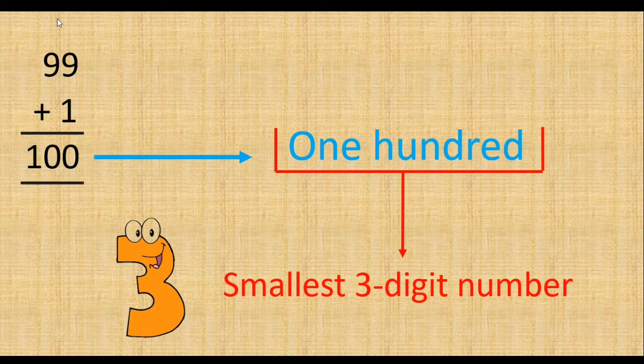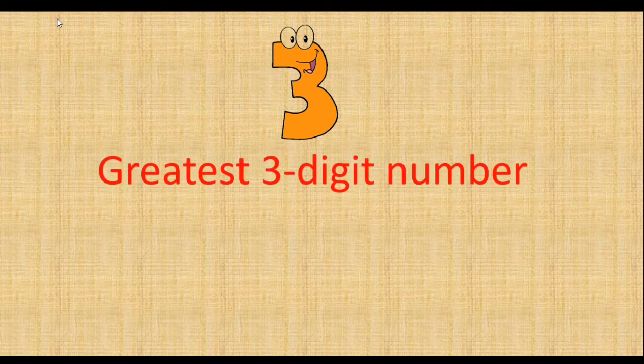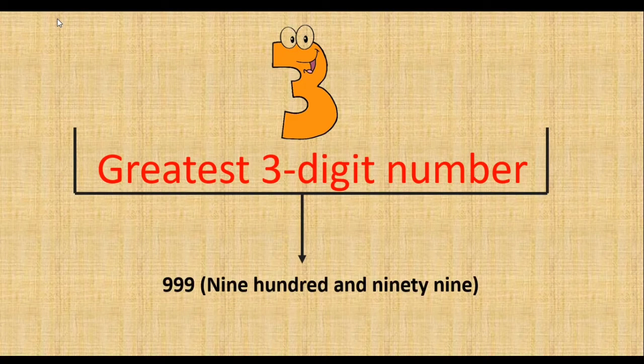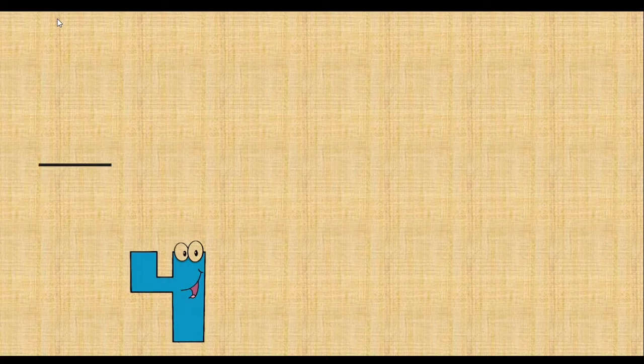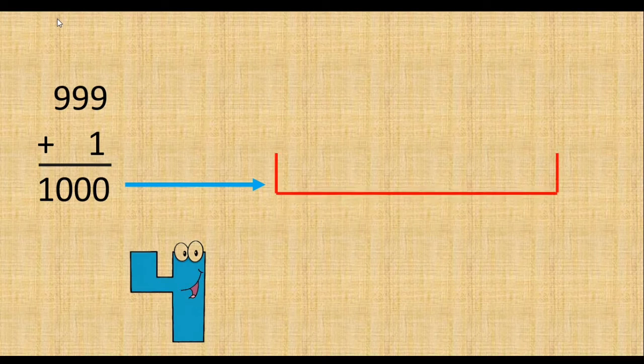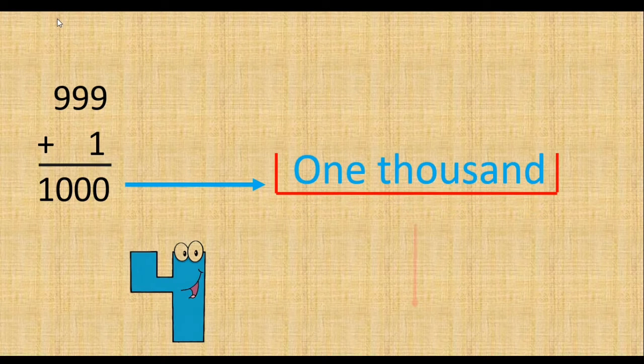Now, can we go on like this? Let's try. The greatest 3-digit number is 999, which is read as 999. Again, when we add 1 to 999, we get 1000. That's right. When we add 1 to this 3-digit number, we get a 4-digit number. And this happens to be the smallest 4-digit number and is read as 1000.